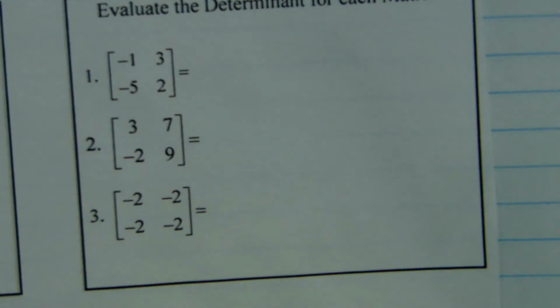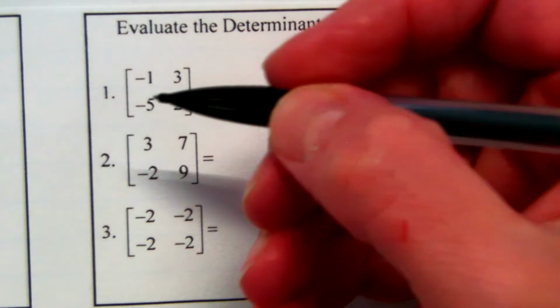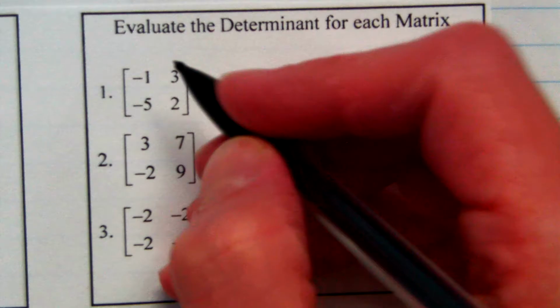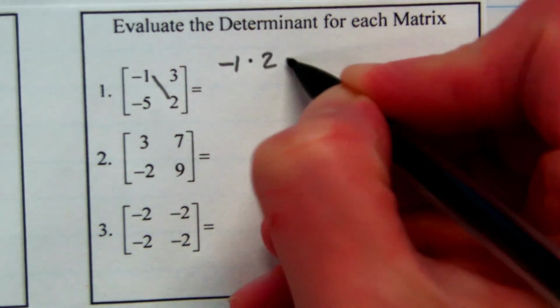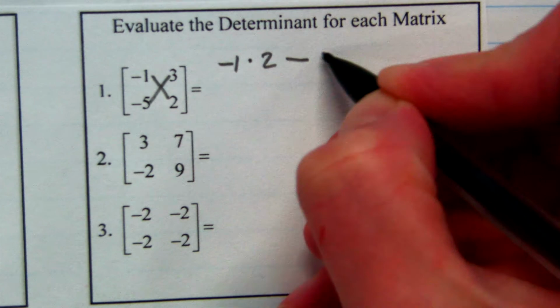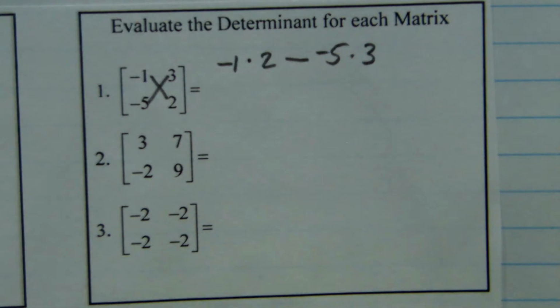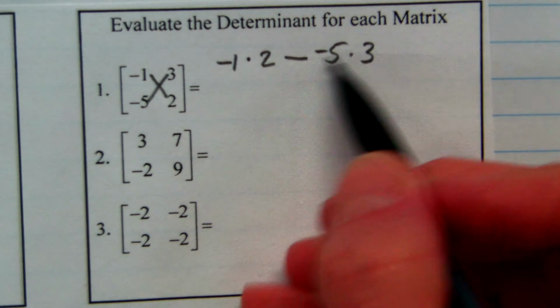All right, so we've got 3 more 2x2s to look at. So here's the process. We're basically cross-multiplying with a subtract. So we're going to take negative 1 times 2, and then we subtract negative 5 times 3. And it's not a bad thing to write all that out because there's lots of negatives to keep track of.